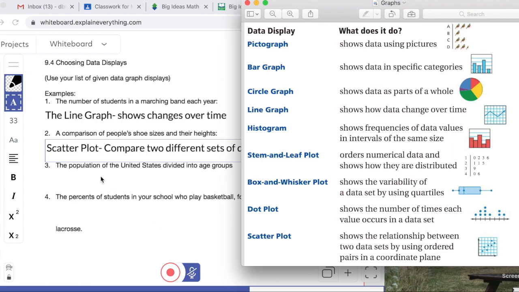What about this third one? The population of the United States divided into age groups. Think about it: dividing into age groups is talking about categories. But it's really age groups. If I say from 10 to 15, that's known as a frequency. So if I wanted to have all of these different age groups, 10 to 15, 15 to 20, 20 to 25, those are frequencies, so I'm going to want to use a histogram. A histogram shows frequencies of data values in intervals of the same size.